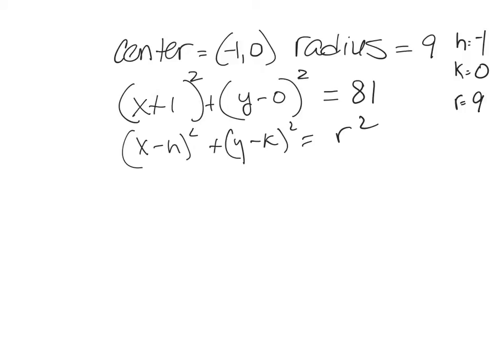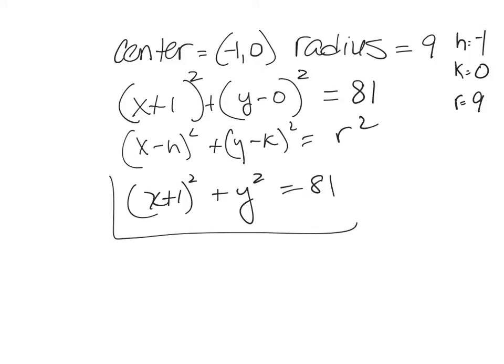Since one of those numbers is 0, you can actually write it like this. X plus 1 squared plus a plain old y squared equals 81. So if ever you see a letter alone squared, you know that that's a 0. That part of the vertex is 0, just so you know, okay? So this is really the correct way to leave it. This is not incorrect. It's just not completely cleaned up, okay?